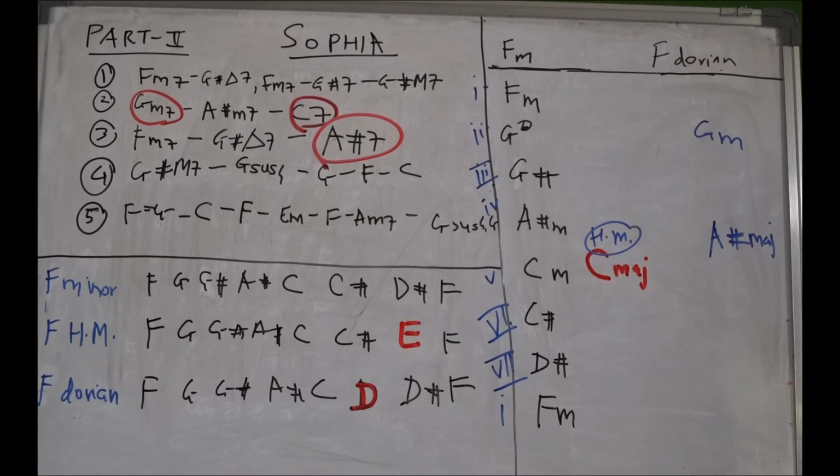Then the third progression is F minor 7, G sharp major 7 going to A sharp dominant 7. So the first and the second chord, we know they are the 1 chord and the 3 chord of the F minor. The A sharp dominant 7 comes from the F Dorian scale because it has the D note in it. A sharp 7 has the D note, whereas the note that we have in F minor is a C sharp. So again, this is the use of modal interchange with the F Dorian scale.